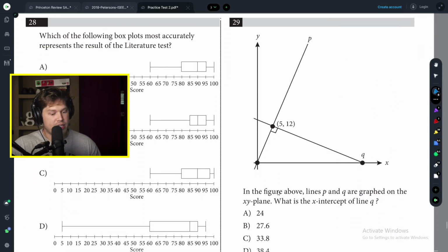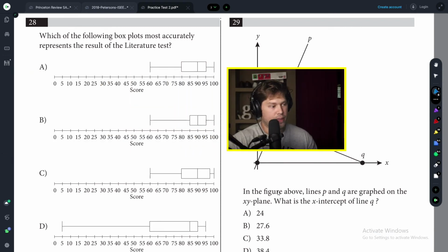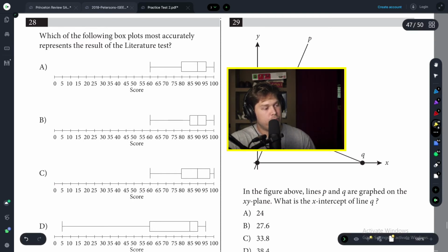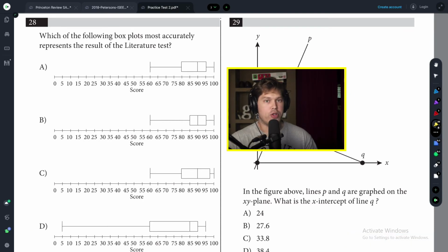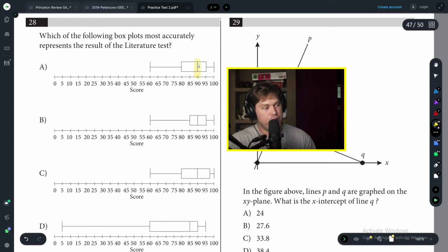Number 28. Okay. Here it wants us to construct the box-and-whisker plot: which of the following box plots most accurately represents the results of the literature test? So for this problem, we need to know how to construct box-and-whisker plots. As I told you in the previous problem, the middle value, right in the middle, represents the overall median.